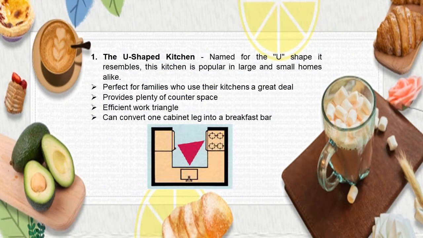The U-shaped kitchen. Named for the U shape it resembles, this kitchen is popular in large and small homes alike, perfect for families who use their kitchens a great deal, provides plenty of counter space, efficient work triangle, can convert one cabinet leg into a breakfast bar. So as you can see, this is the U-shaped kitchen.